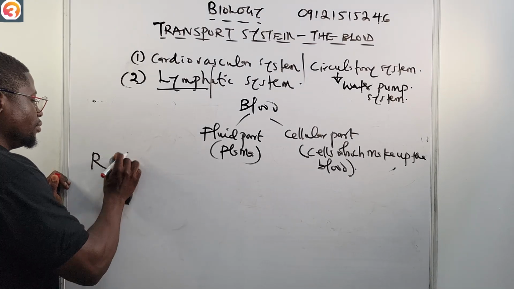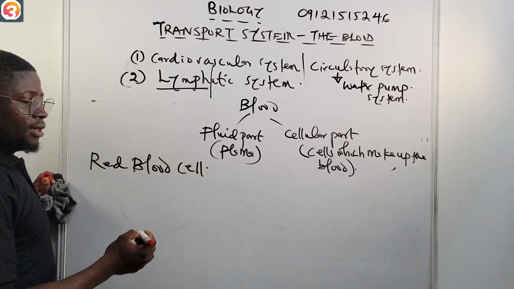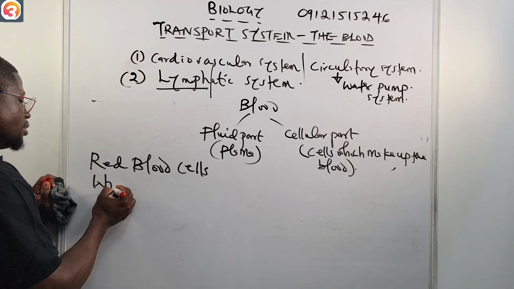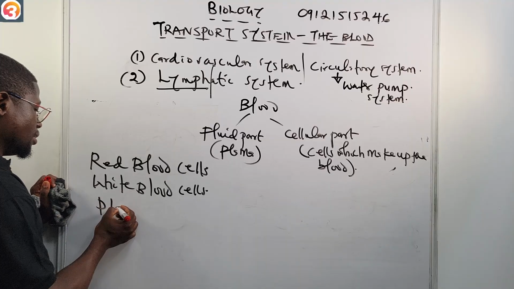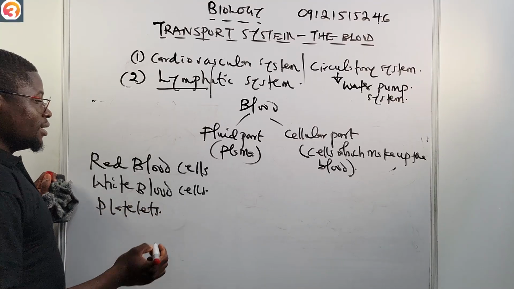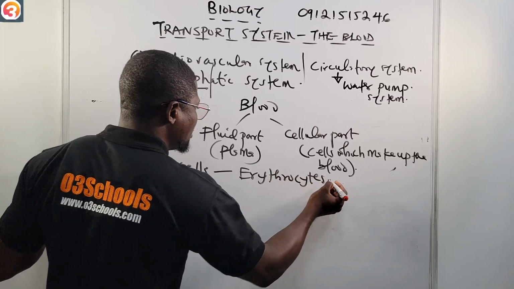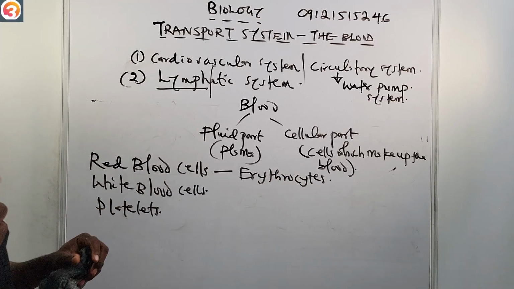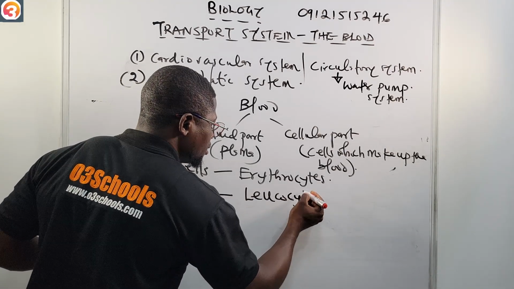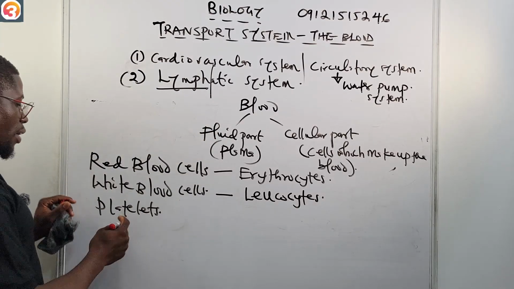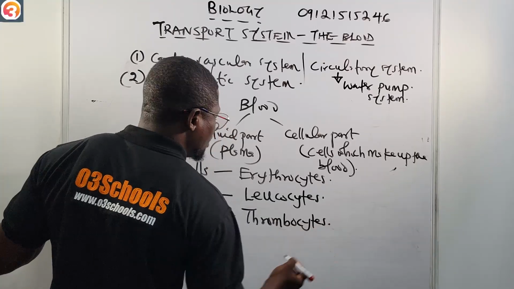Let me write it in full: red blood cells. Then number two, we have the white blood cells. Then number three, we have the platelets. The red blood cells are called erythrocytes. The white blood cells are called leukocytes, while the platelets are called thrombocytes. Please take note of this.